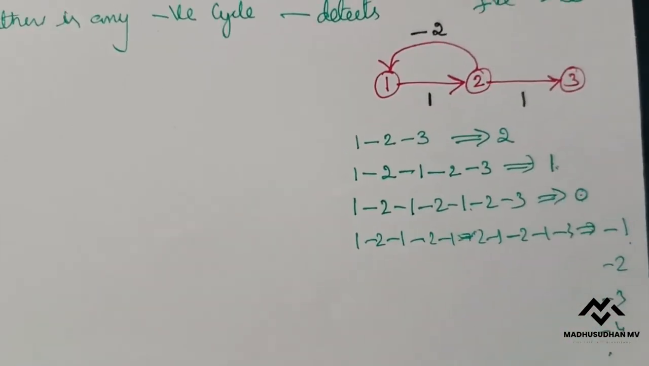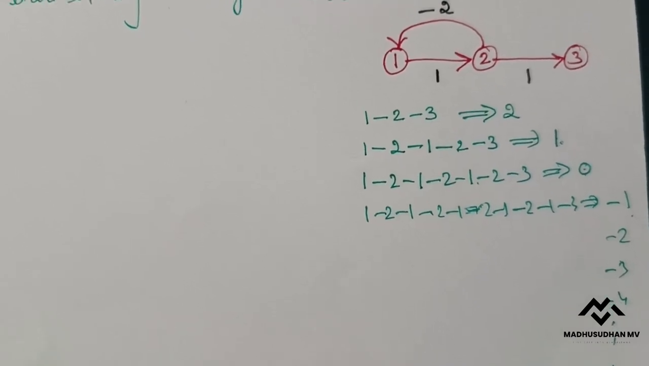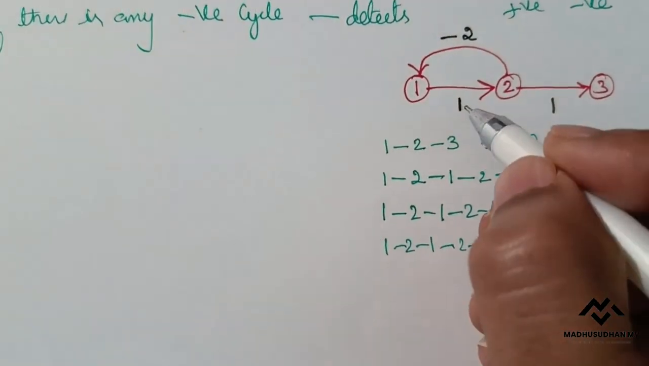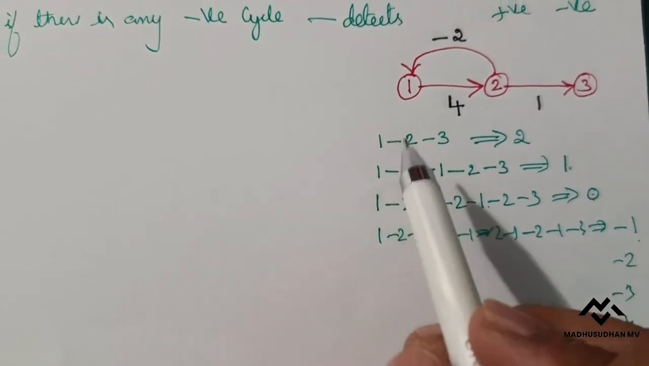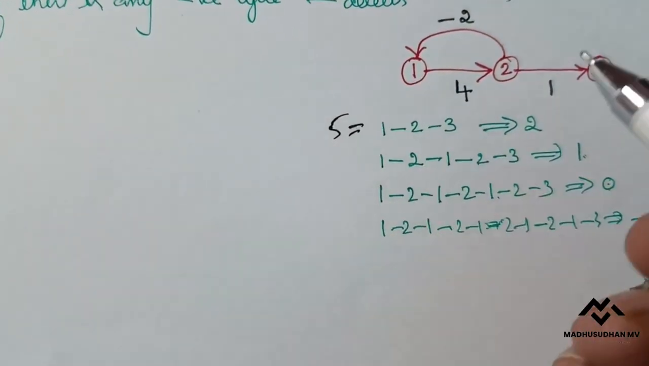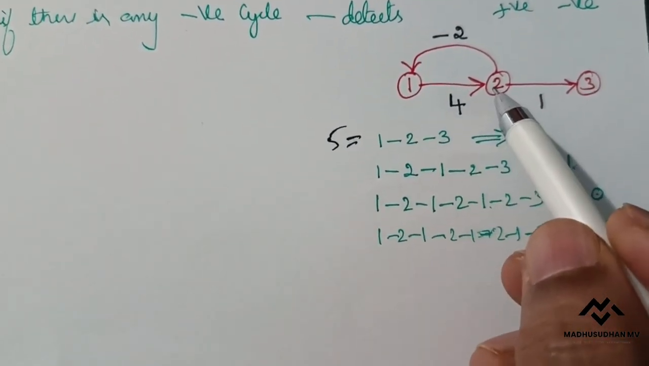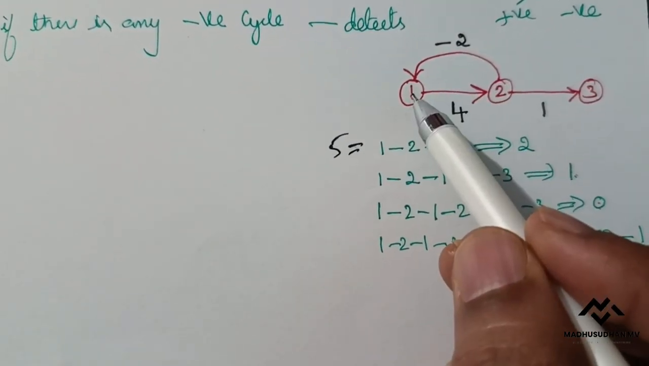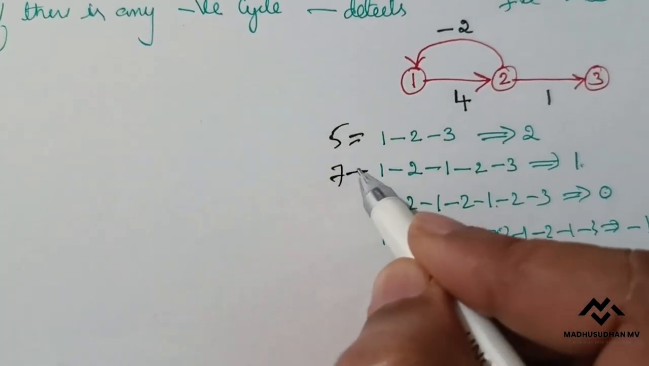Now let us take, this is a positive weight. Suppose, assume now, instead of 1, I'm taking 4. So now, if you repeat, 1 to 2 to 3 is what? Now the shorter distance is 5. Now, if you repeat this, 1 to 2, 4. Then this one plus minus plus 2. So again, this is 6, 7. That means this is 7.